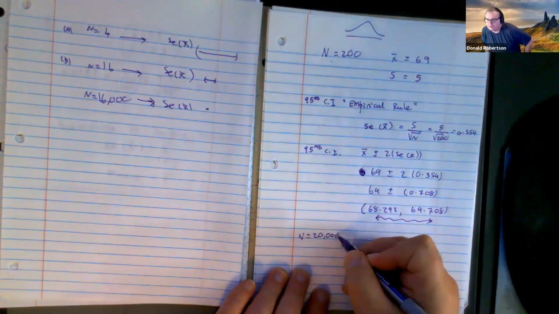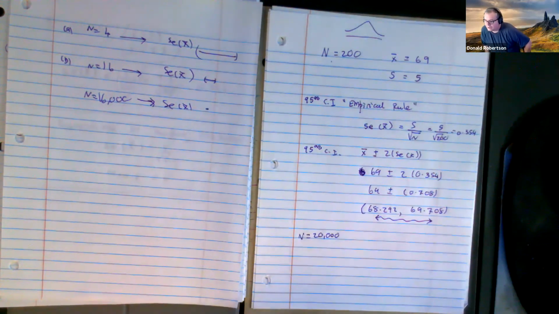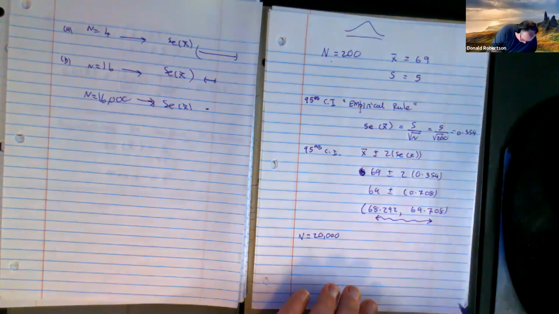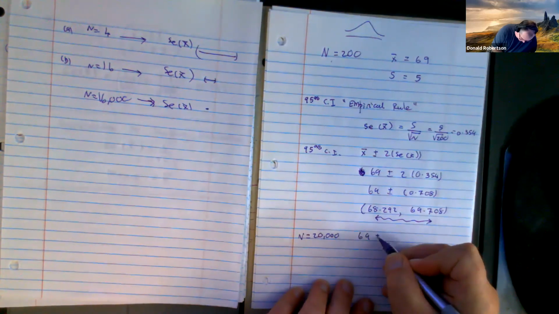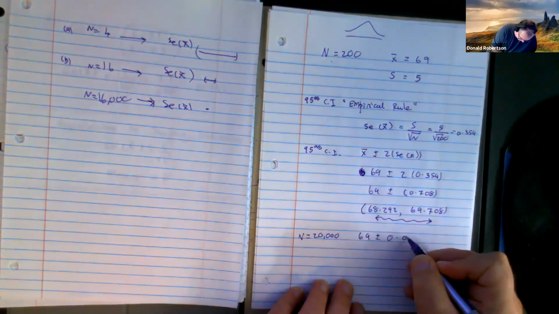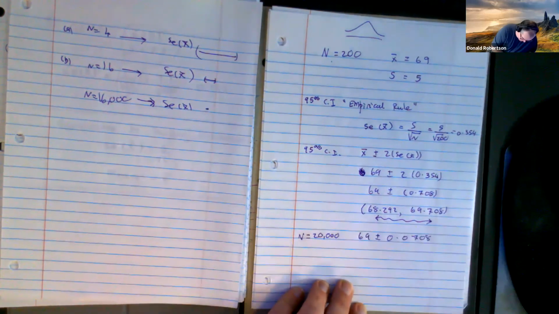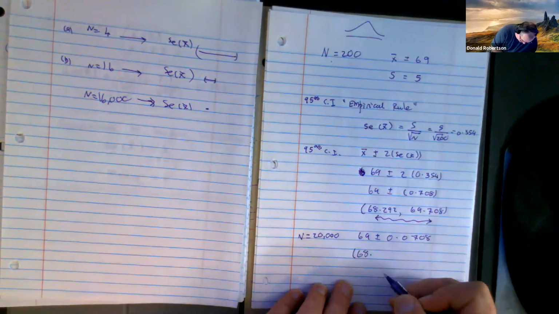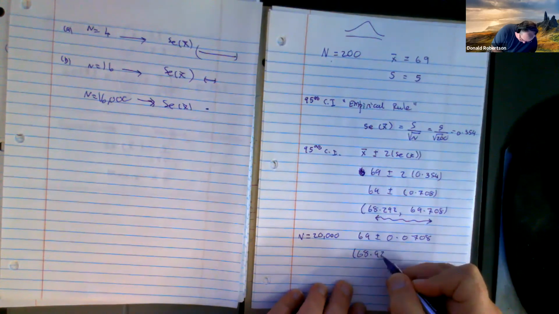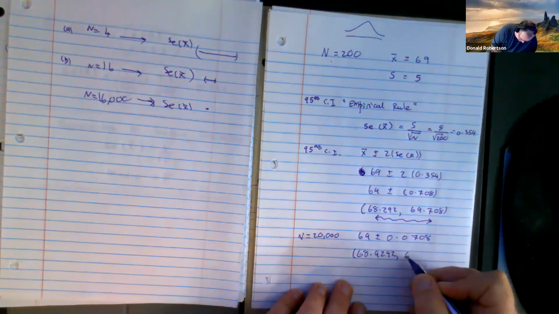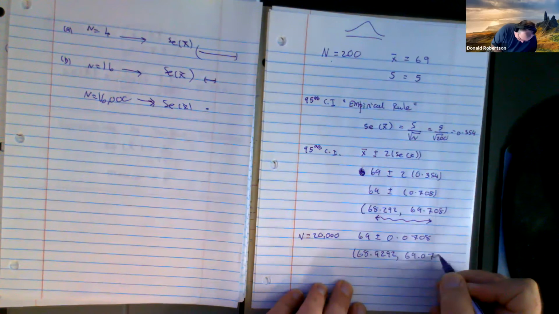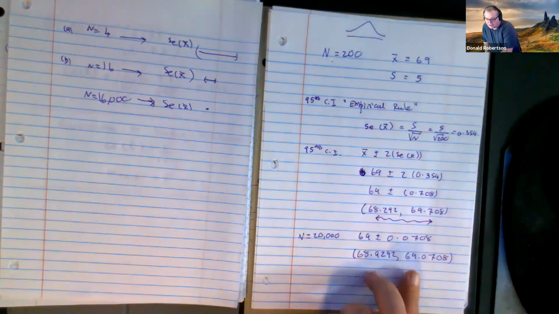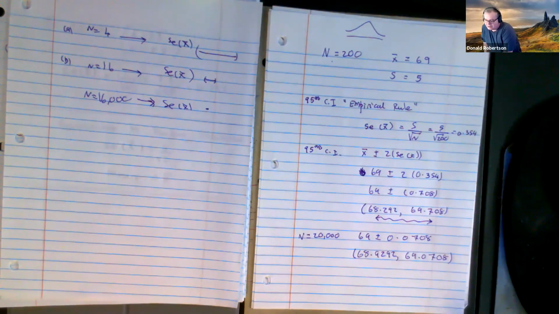to 20,000. Right, I could do that. This is what your interval would look like. You have to trust me on this. 68.9292 to 69.0708. Would you agree that the answer is darn close? That range is darn close to each other, right?